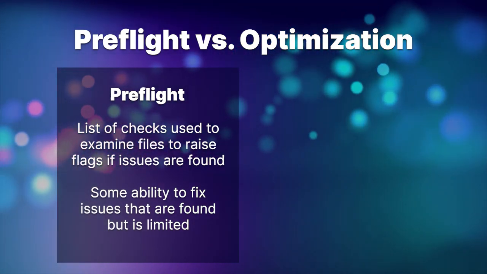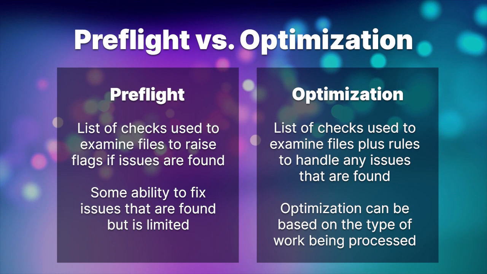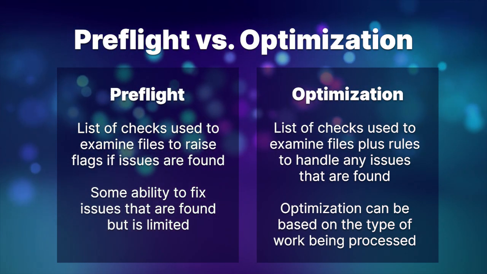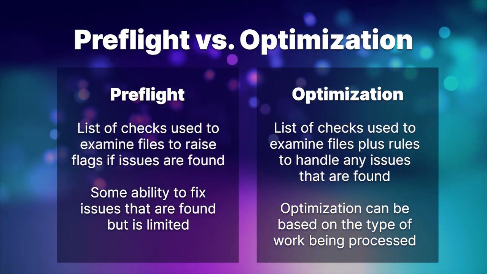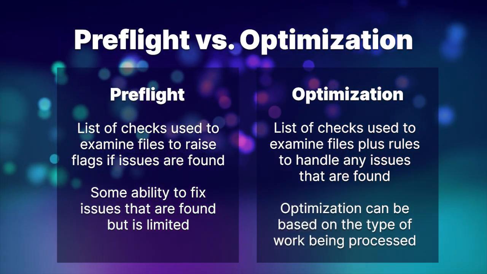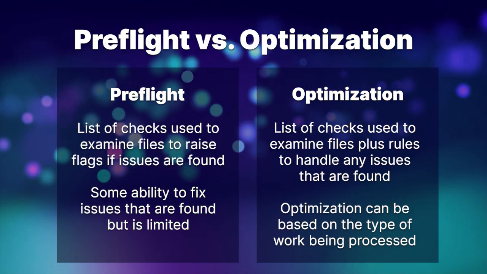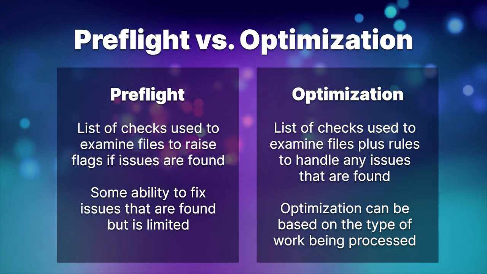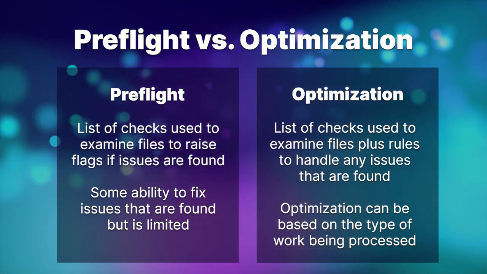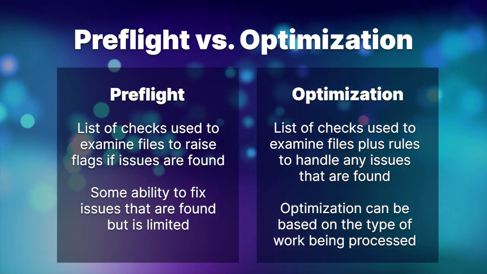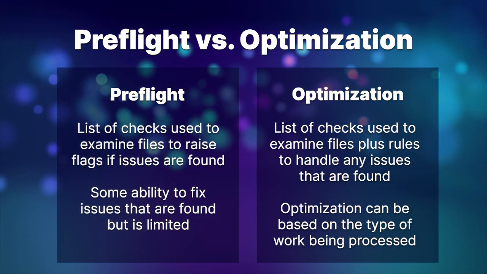Now, if we transition to optimization, it does a lot of that same checking, but on top of that it has rules built in on how to actually handle those situations to create that lightweight file. There are rules on how to handle fonts, color spaces, and XObjects. Often you can change those settings and create different workflows based on the type of work you're trying to process. So you may have one optimization technique for transactional bills and statements, and a different one for commercial print booklet work.